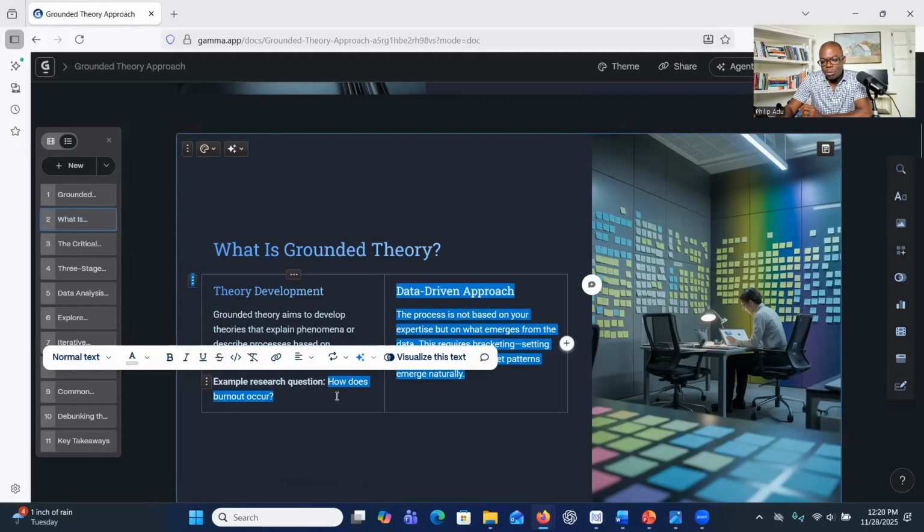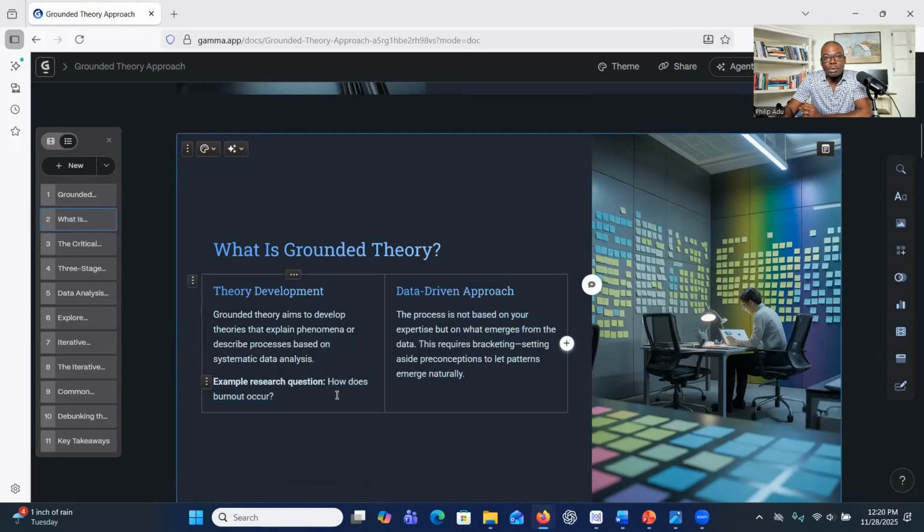So let's say you have a research question: how does burnout occur? Burnout is a phenomenon, or you can see burnout as a process, right? And then you are collecting data. Let's say you focus on healthcare practitioners and you collect data from them about burnout, and then you analyze, develop themes and find out the connection between the themes. Based on that, you'll be able to come up with an explanation, a statement that shows the connection between the themes explaining the phenomenon, which is the burnout, right?